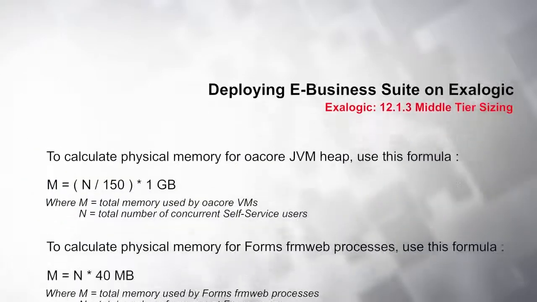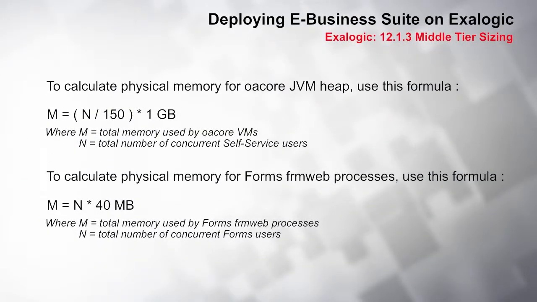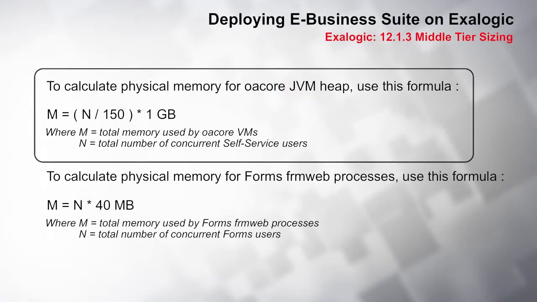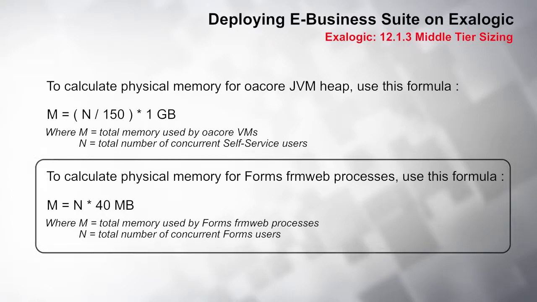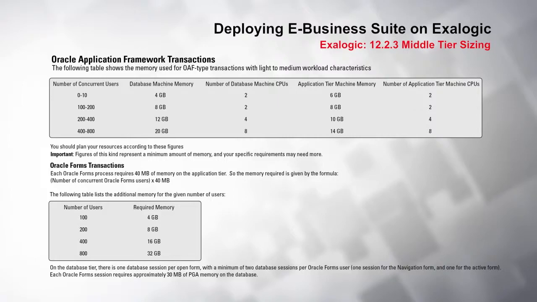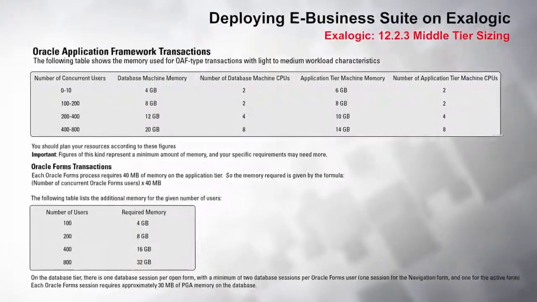We'll look at the sizing requirements for the first 2, the self-service and the professional interfaces, in the next 2 slides. For 12.1.3 middle tier sizing, there are 2 simple formulae to determine what the memory sizing requirements are for your self-service as well as your forms users. On the 12.2.3 middle tier sizing, this is taken from the documentation for 12.2.3. This talks a little bit about what the sizing of the servers and the memory should be for the various number of users that you may have, both on your professional as well as your self-service interfaces.